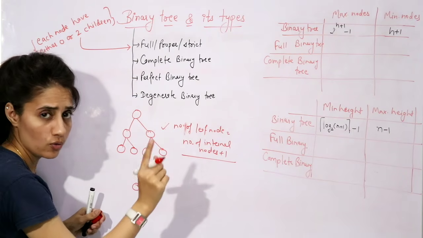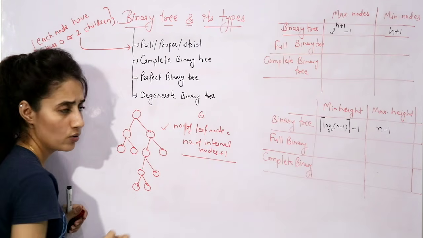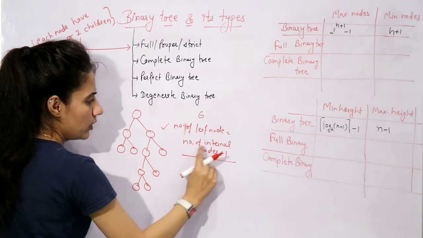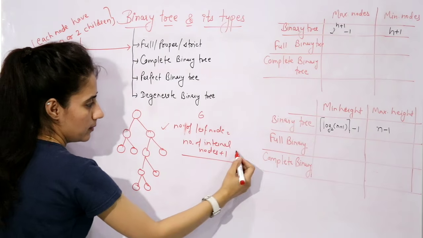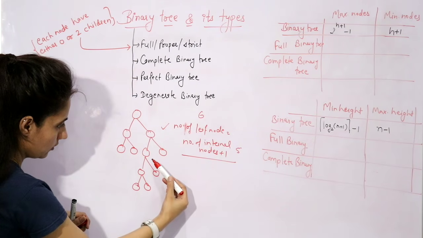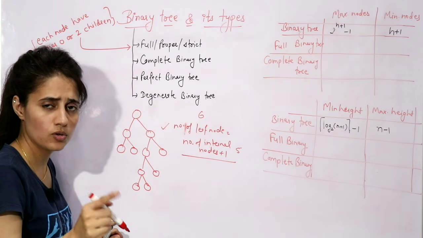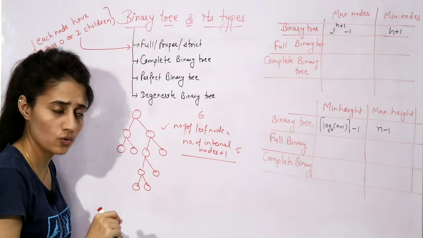Now here, count the number of leaf nodes: 1, 2, 3, 4, 5 and 6. The number of leaf nodes is 6, and it should be equal to the number of internal nodes plus 1. That means here the number of internal nodes should be 5: 1, 2, 3, 4 and 5. I have discussed what a leaf node and an internal node are in the previous video, you can check out that video if you don't know.